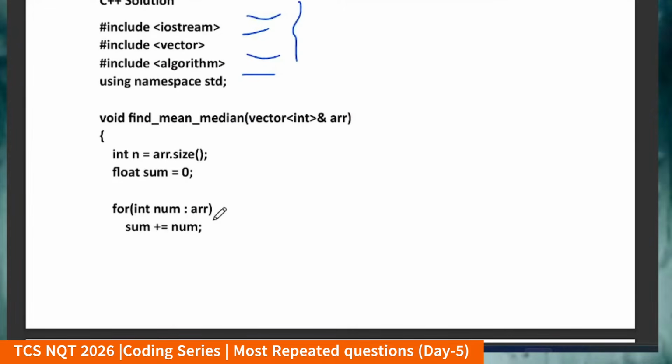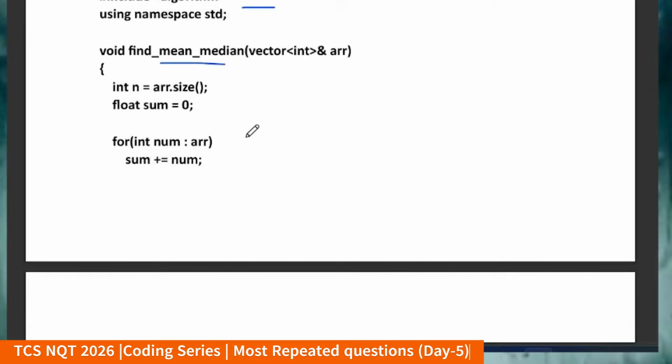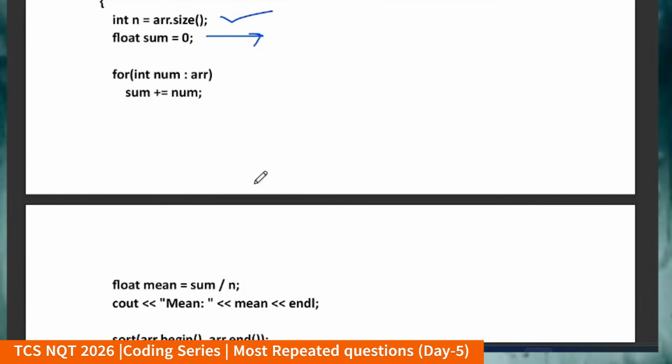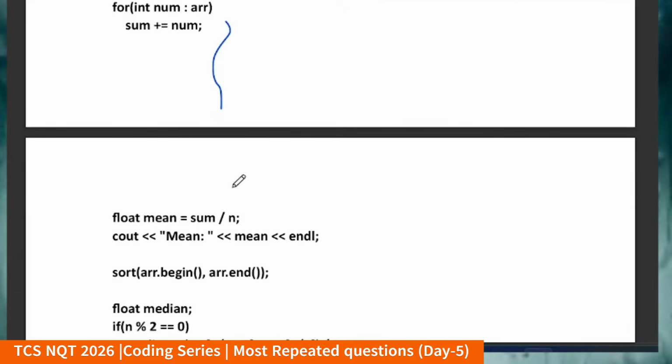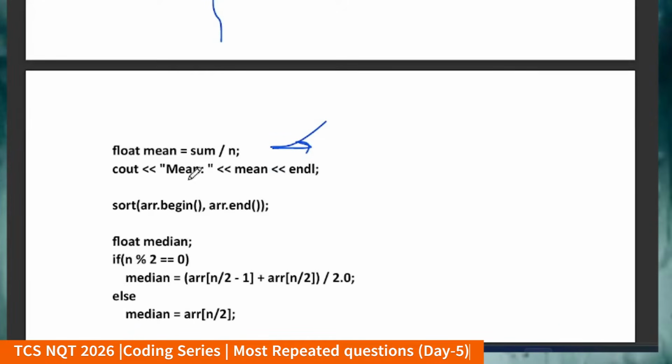Going to this mean median function, declaring n, which will be our size of array, and declaring a temporary variable sum equal to 0. Now I will traverse the array and sum the elements. You know mean is simple, just the average you have to find. So mean will be equal to sum upon n, and for median you have to sort the elements, isn't it?